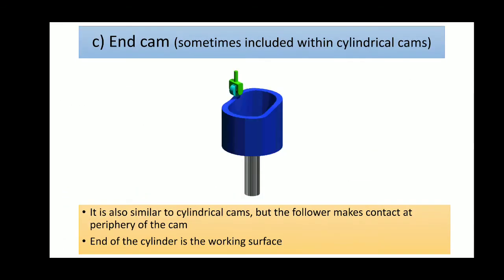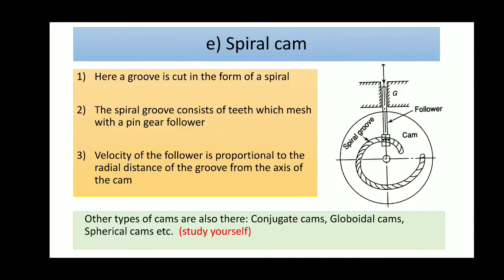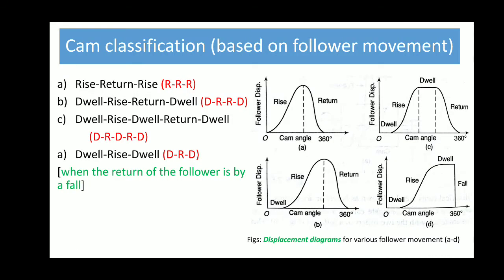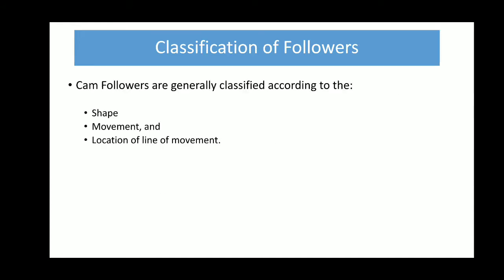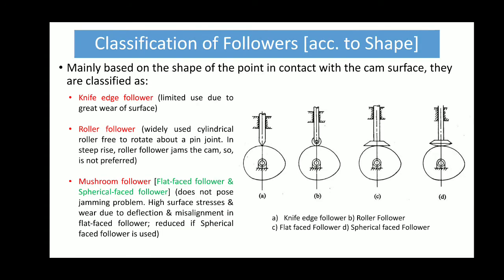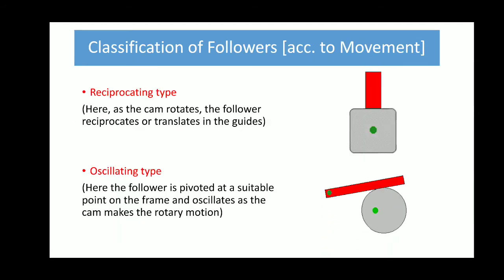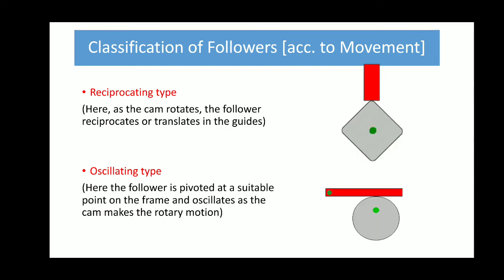Then we have seen what the distinguishing features are between a disc cam, cylindrical cam, etc. And different types of cam classification based on follower movement, like all those things we have discussed, and based on follower constraint. Similarly, classification of followers, how they are classified according to shape and what their advantages, disadvantages, etc. are, and how we can classify them based on the movement.